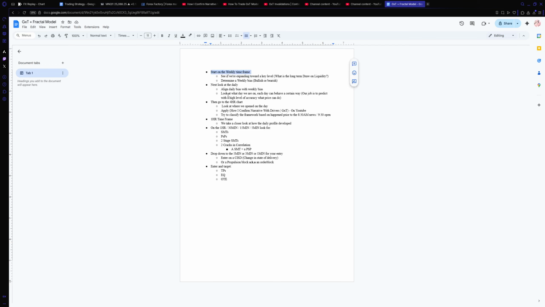I'm looking at the weekly time frame really quick, just seeing where we are. Are we most likely going to be bullish on the week or bearish on the week? Just having a weekly expectation and a basic understanding of how each of those days can play out, right? We're going to see if we're expanding toward a key level. That's also very useful. What is the long-term draw on liquidity? And determine a weekly bias, bullish or bearish, just based off the weekly.